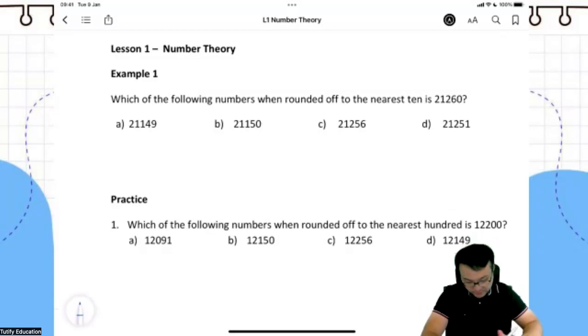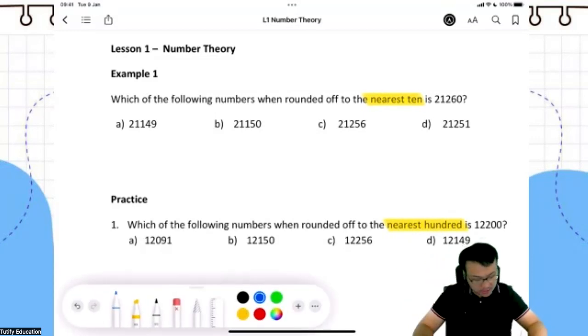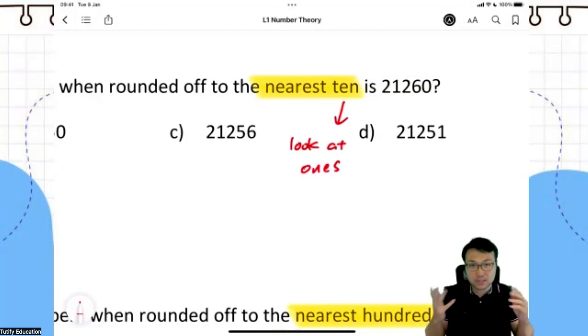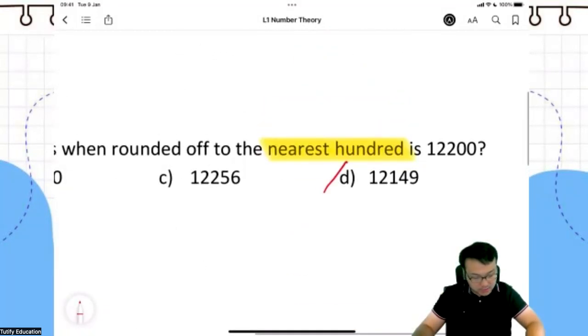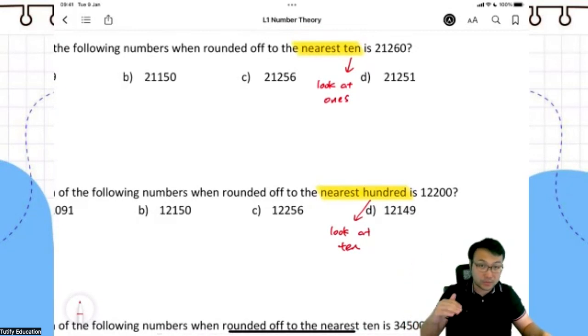Students, let me tell you the rule of rounding numbers, okay? First, you must ask, are you rounding to the nearest 10? Are you rounding to the nearest 100, right? Or are you rounding to the nearest 1,000 or the nearest 10,000? That can make a difference. So if you are rounding to the nearest 10, then you should look at the ones digit and you decide, should you round up or should you round down? If you're rounding to the nearest 100, you should look at the tens digit to decide whether you should round up or round down.